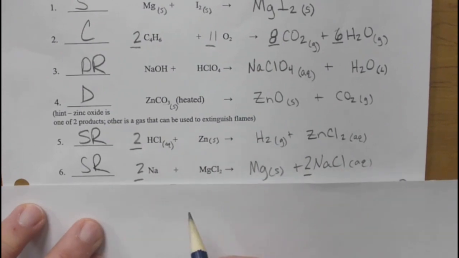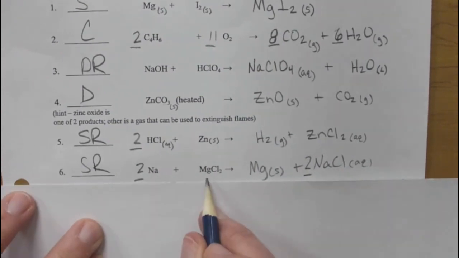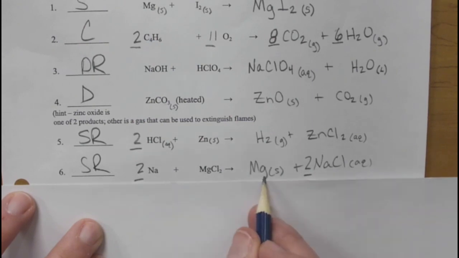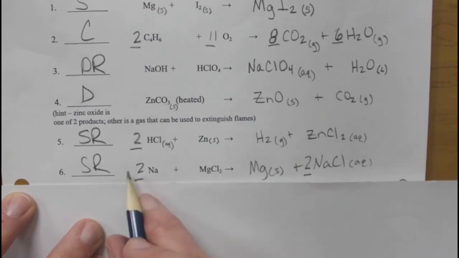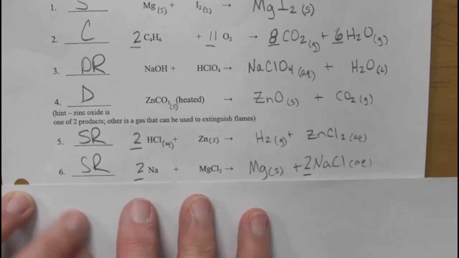Number 6 is also single replacement. Sodium, can it replace magnesium? We go look on the activity series. Yes, it can. So magnesium is all by itself. It's just a metal, so it's solid. And then we make sodium chloride. That's how we have to write the formula. It is aqueous. And so when we balance it, we have a 2 here and a 2 here.